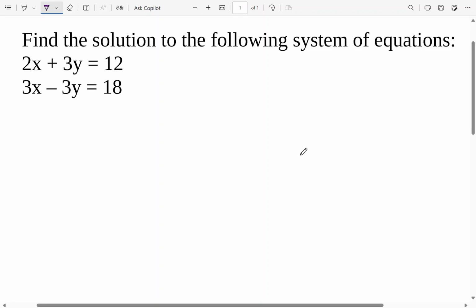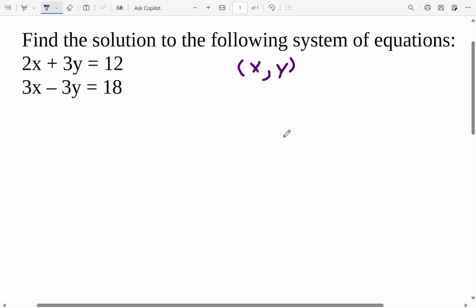In this video, we're going to find a solution to a system of equations, and I'm going to go through various different methods to do that. So we have this system of equations: 2x plus 3y equals 12, and 3x minus 3y equals 18. Finding the solution means finding where they intersect, so the point (x, y) where they intersect. We're going to find the values of x and y.